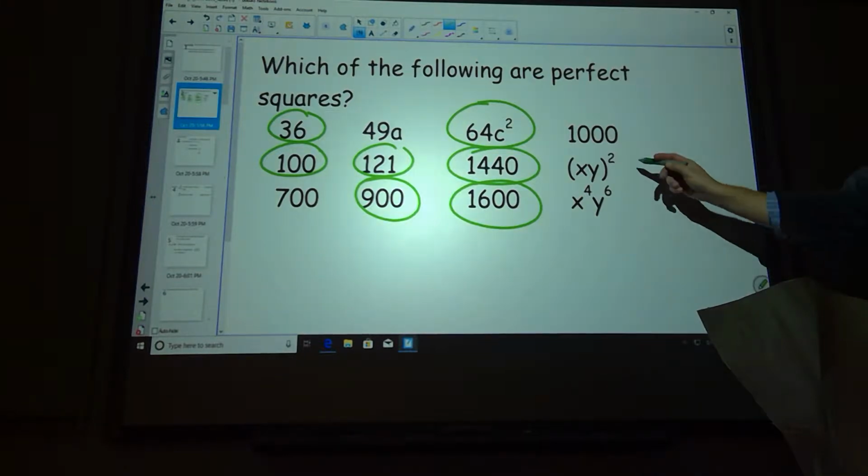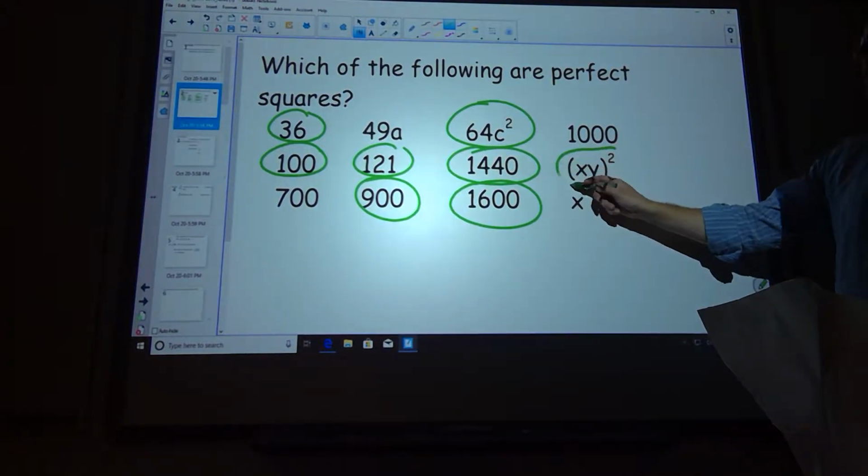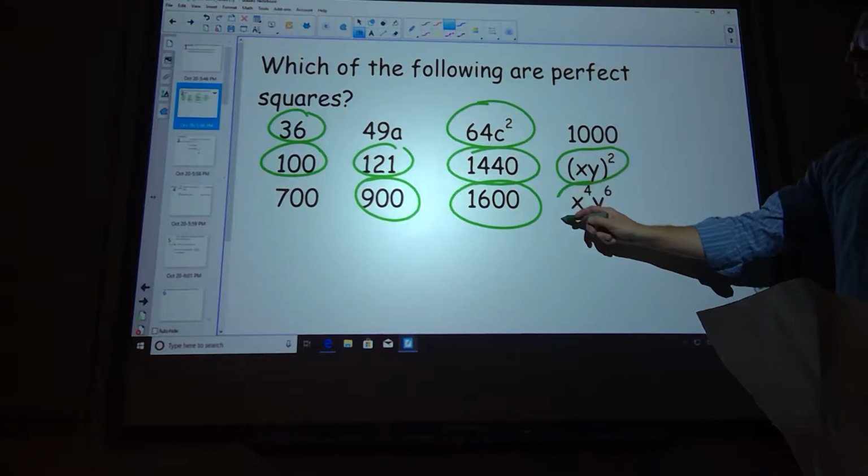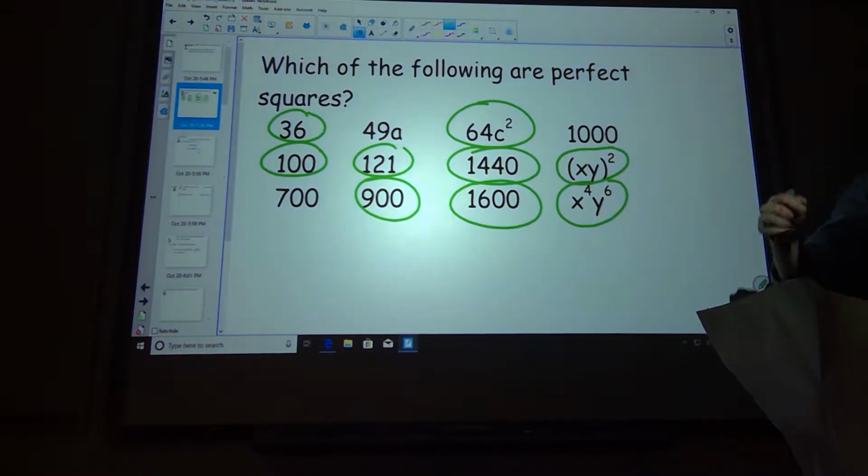And then, is this a perfect square? Yeah, absolutely. And what about this? Yeah. The reason this is a perfect square is because the square root of x to the fourth is x squared. The square root of y to the sixth is y to the third. Right? Does all of that make sense?